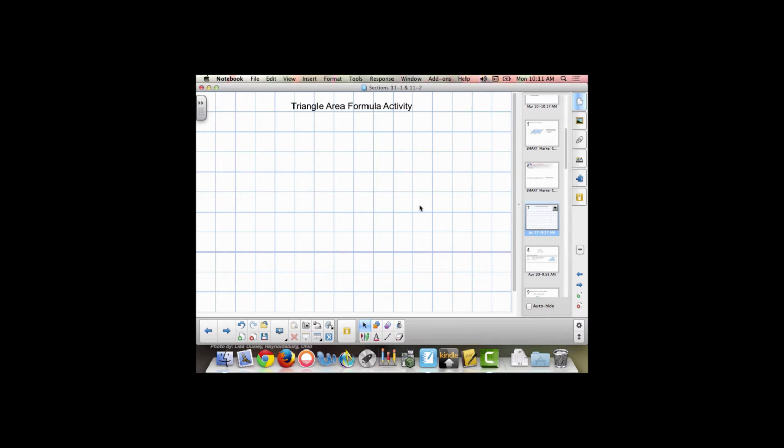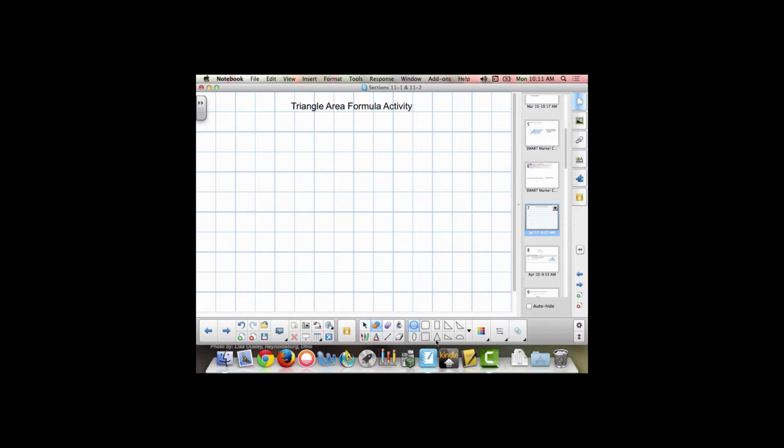Okay, now that you know how to find the area of a parallelogram, we're going to use that idea to help us find the area of a triangle. I'm going to do a little demonstration for you here, and then I want you to use what you see to come up with the area for a triangle.